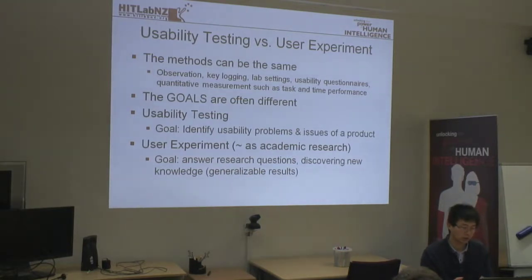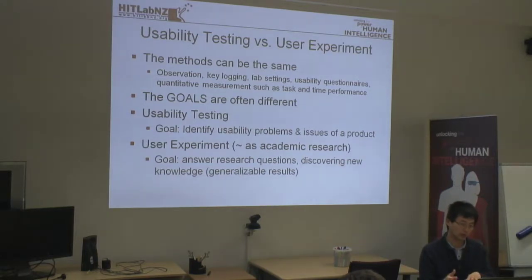Let's briefly compare usability testing and user experiment. Most of the methods you use in both types of user study might be quite similar. You still use observation or key logging or usability questionnaires and all the quantitative measurements, such as measuring task completion time or counting the number of errors. Those are all the same. But the main difference is the goal between them.